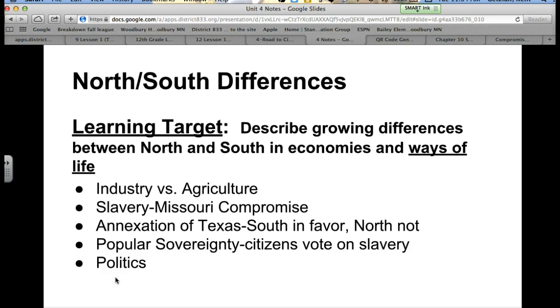Slavery is still an issue because it's a way of life in the South. Excuse me, and the South hasn't figured out yet that the North's got a lot more room, and the Missouri Compromise might not hold up.